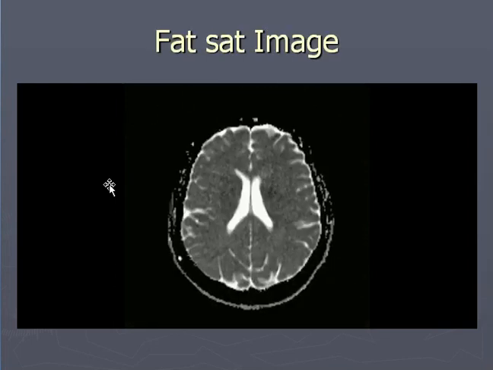Now this is fat sat. Fat sat means fat saturation images. The scalp fat has been saturated and it appears very dark. So this is also performed in conditions where you want to differentiate between a fluid filled structure or a fat structure like lipoma, etc.